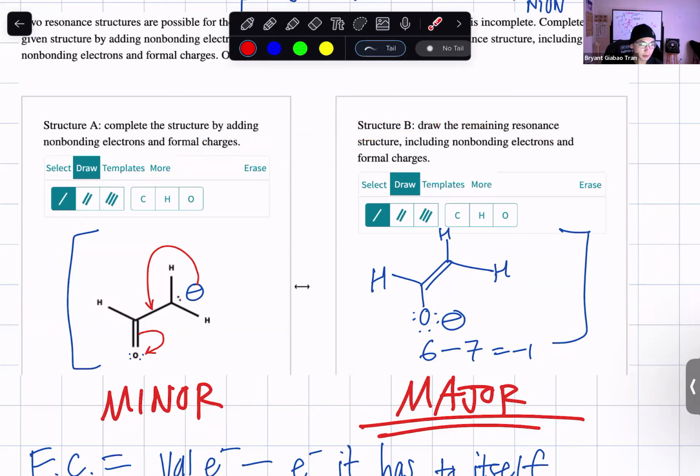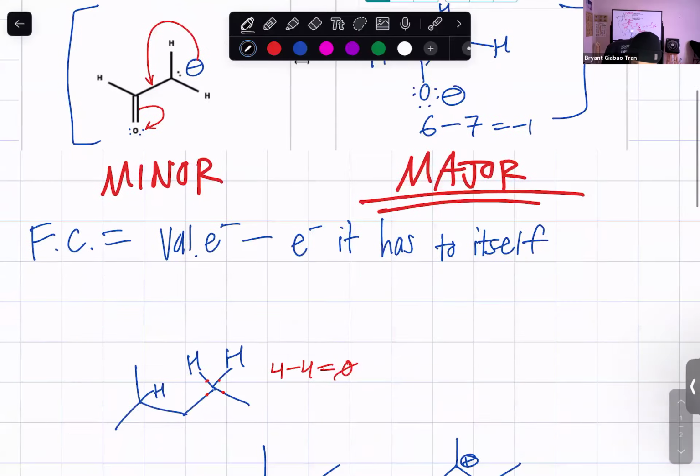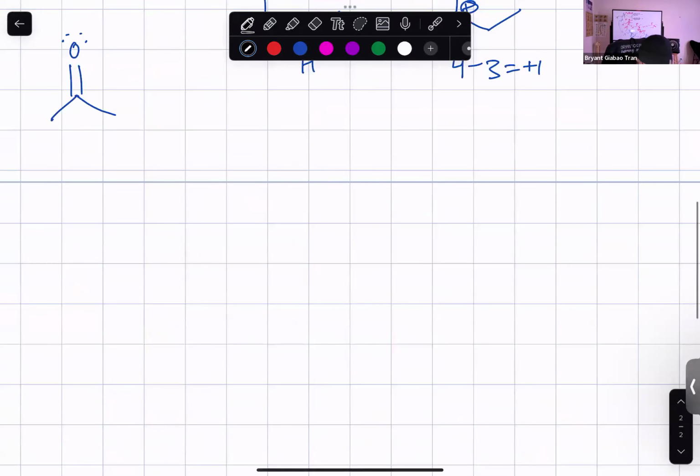There are different factors in determining which one is major. This is one of them. If there are charges, the charge prefers to be on the more stable atom. If it's a negative charge, it prefers to be on the more electronegative atom. If it's a positive charge, it prefers to be on the less electronegative atom. Wait, can you repeat that? Sorry, yeah. Let me give you the list of factors to determine the major contributor.